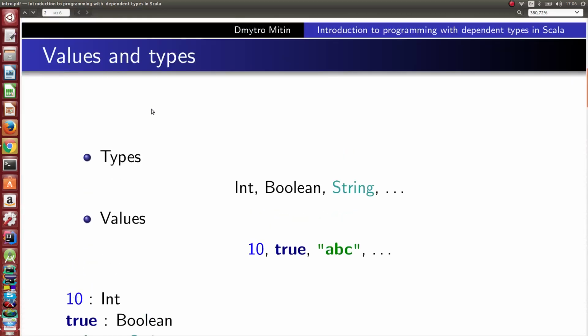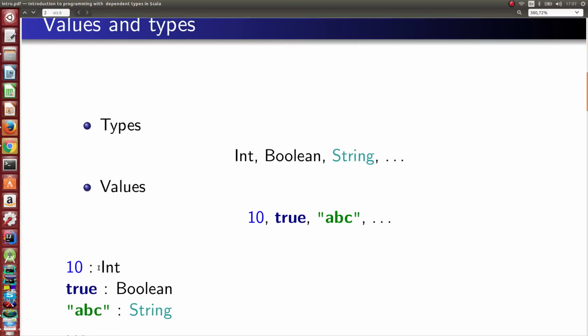So, there are values and types, such values as 10, true, ABC, and types like integer, boolean, string, and we attach some type to every value. So 10 is integer, true is boolean, ABC is string, and so on. Why do we type our values? Well, we do so in order to make the compiler able to perform type checking. So if our program fails, we would prefer it to fail as early as possible. For example, we would prefer if it fails in compile time rather than in runtime.